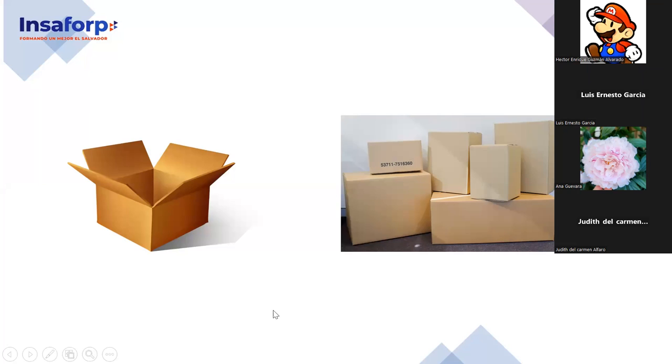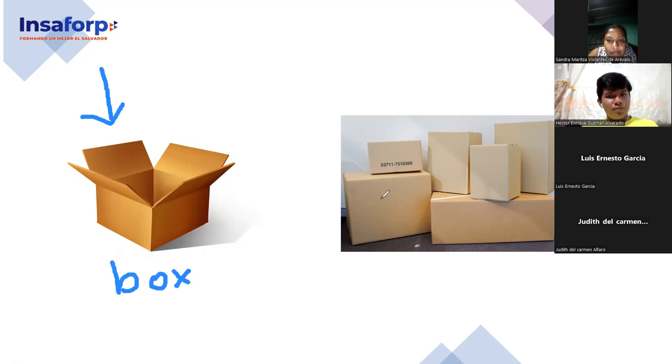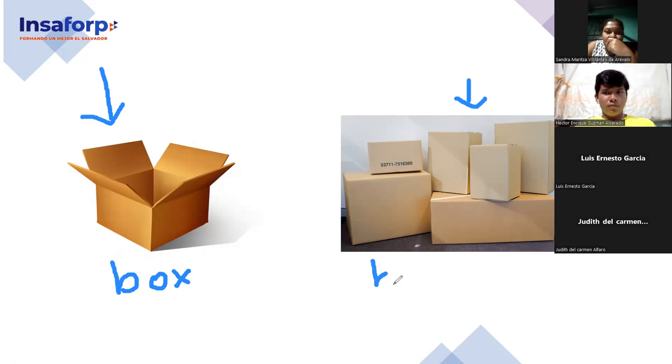Fine. That's good. What do you see here in these pictures? What is the name of this object here? Box? One box. Okay, so this is a box, right? Very good. And what about here? What do you see here? One box. Aquí en este de acá, what do you see? Six. Box. Okay, so box or boxes? Boxes. Oh, very good.